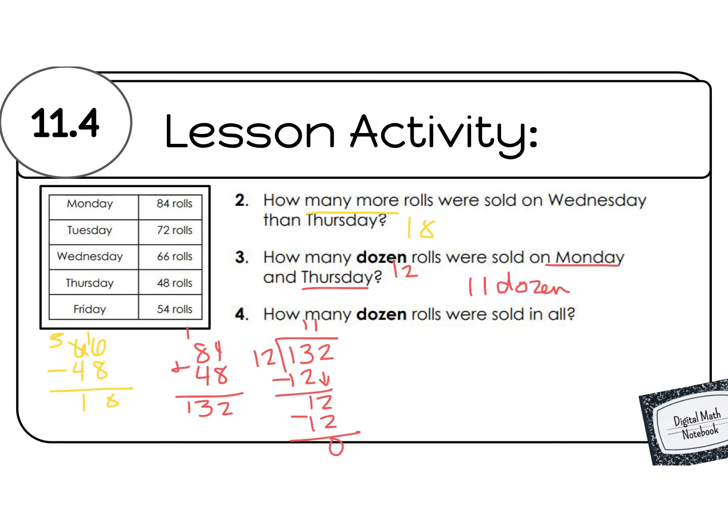All right, friends, I'm going to leave you now to solve question number 4 on your own. Question number 4 says, how many dozen rolls were sold in all? That means that you need to add all of the numbers and then divide by 12 to find how many dozen were sold in all. There is room in your digital math notebook for you to type these numbers and show your work.